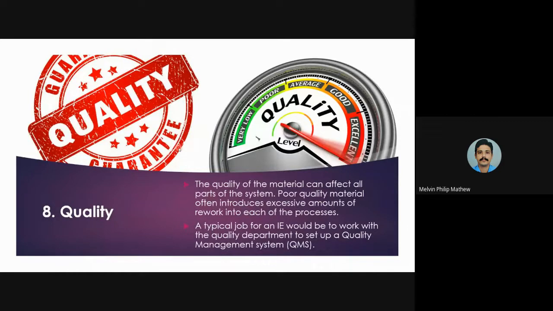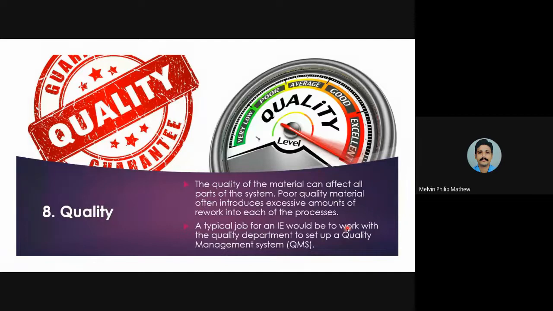So you can see here, it is said that poor quality material often introduces excessive amounts of rework into each of the processes. So if you take automobile components, such a product must not come into contact with various maintenance. So if you have maintenance in a vehicle multiple times, the quality of the product is such that it does not handle the various loads occurring in the vehicle. So that is the problem of poor quality material. So we are producing high quality materials so as to run the vehicle smoothly for even 10 to 12 years. So that is the quality level.